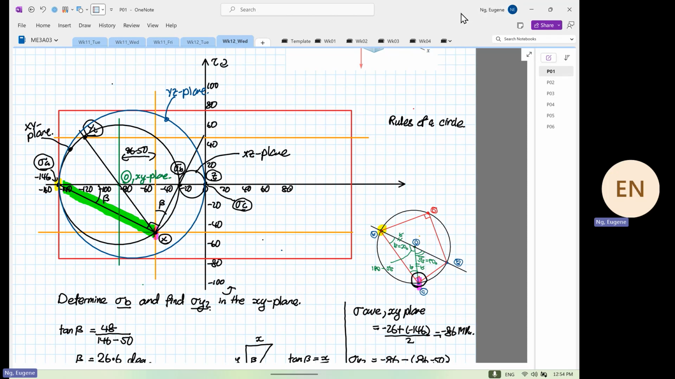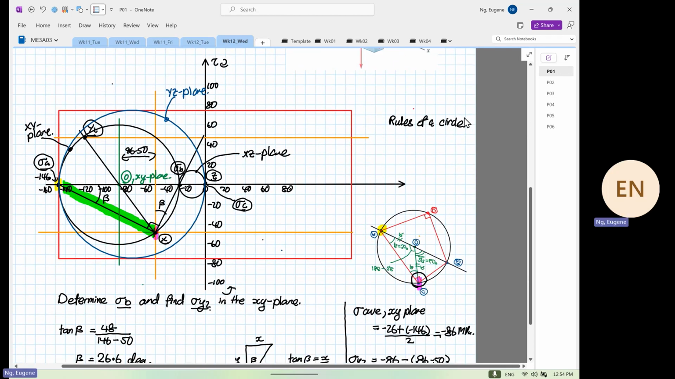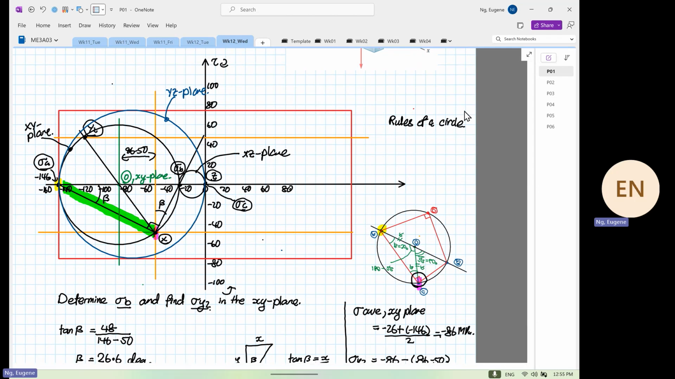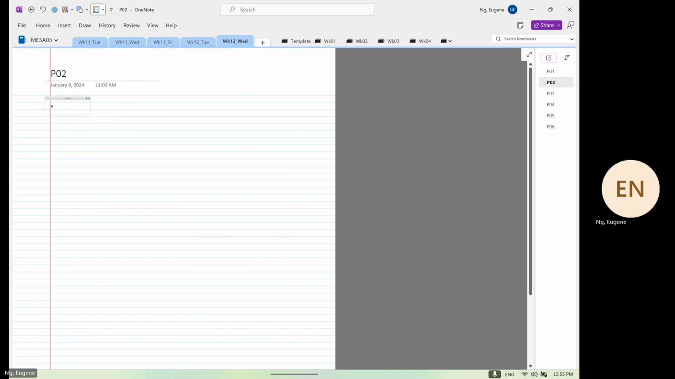Okay, so same problem again. Now listen, in 3D Mohr circle, this is the worst that could happen. There's nothing worse than this. Are we clear? Okay, this is the worst thing that could happen in 3D Mohr circle. So we do the same thing again.